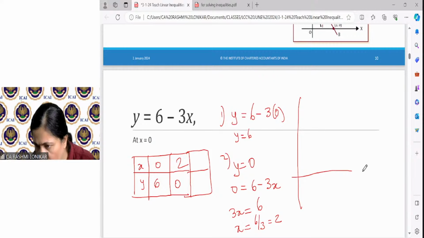This is my x-axis. This is my y-axis. This is my point 0, 0. Then 1, 2, 3, 4, 5, and 6.